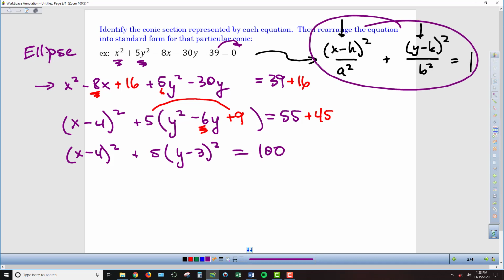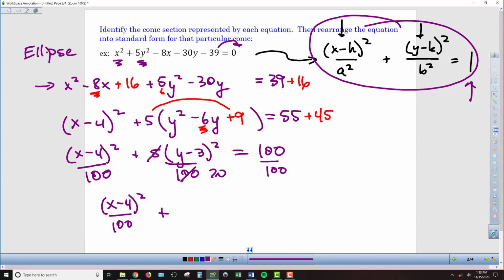My last thing is I've got my x's squared, I've got my y squared. I now need it to equal 1. So how can we do that? Well, I can just divide everything in the problem by 100. And so that leaves me with x minus 4 squared over 100 plus, and then in the fraction involving the y's, the 5 and the 100 reduce down to 20 on the bottom. So I'm going to have y minus 3 squared over 20, and then equals 1.